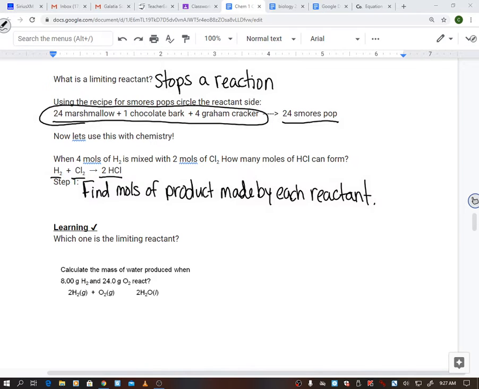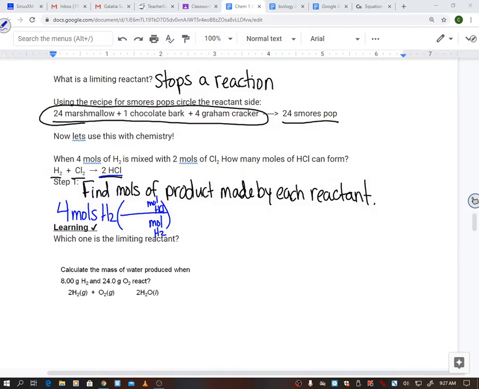So in this case, I'm going to do it in a different color here. I have 4 moles of hydrogen. I'm going to put moles of hydrogen down here. Now all I need to do is figure out how much product, so I'm going to put moles of HCl. Now I could go on to figure out how many grams, right? I can go from moles to grams, but it doesn't tell me to. It just wants to know how much I would make. So I'm just going to stop here.